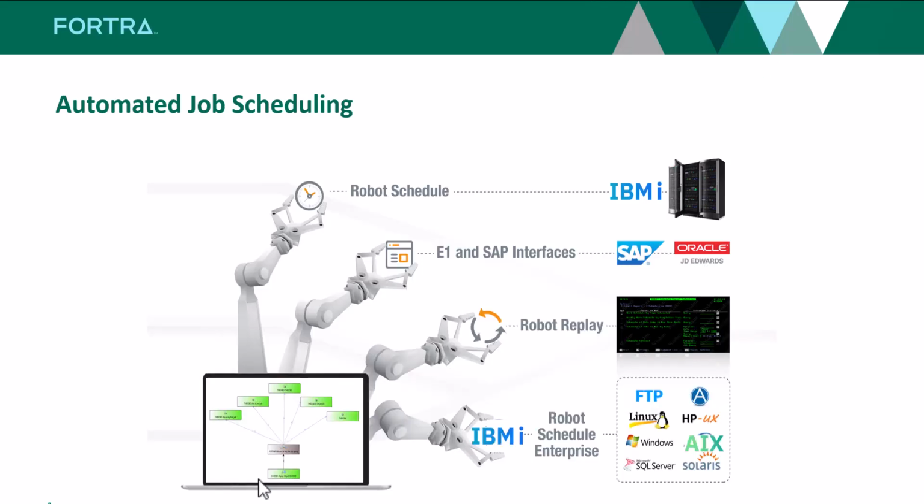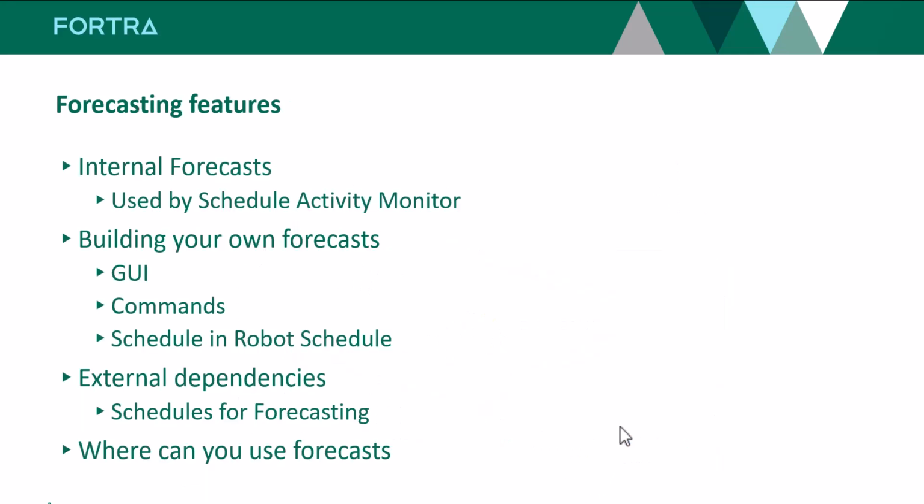As we know, Robot Schedule runs on IBM i. It has interfaces into SAP and Enterprise One. It also can run interactive processes, and it can be your enterprise scheduler by putting agents on Windows, Unix, and Linux. But today, we want to talk about forecasting.